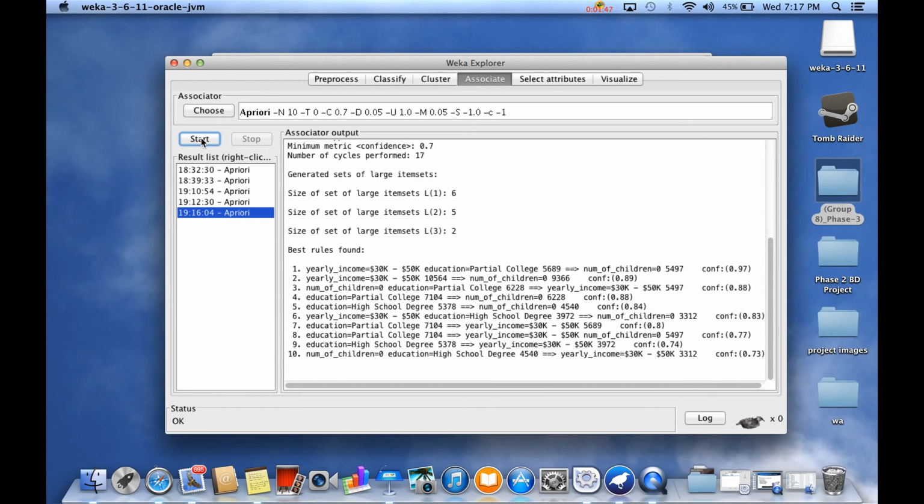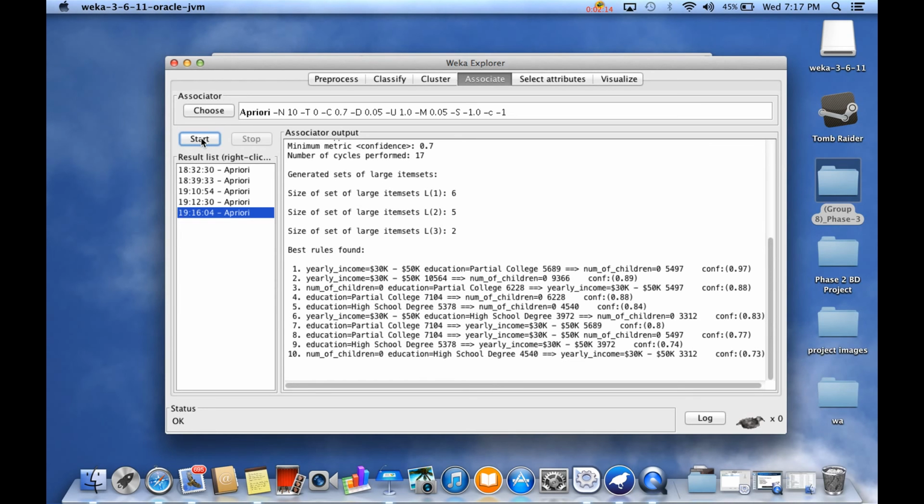The fourth rule states that if the education is partial college and they purchase product ID 7404, they usually have 0 children, and they also purchase product ID 6228. When the education is high school and they purchase product 5378, the number of children is equal to 0, and they have also purchased product 4540.